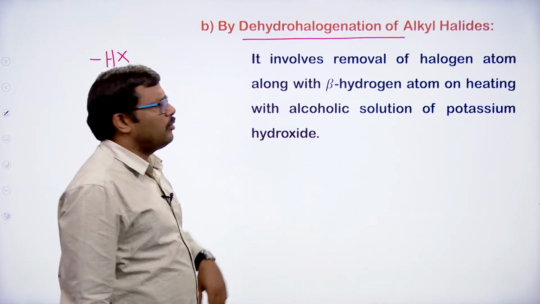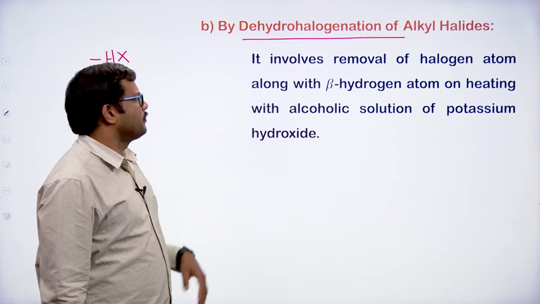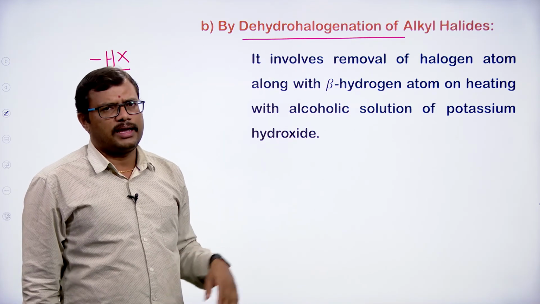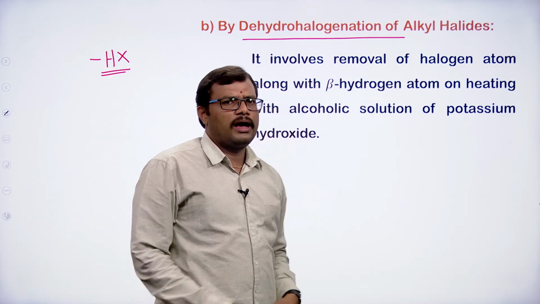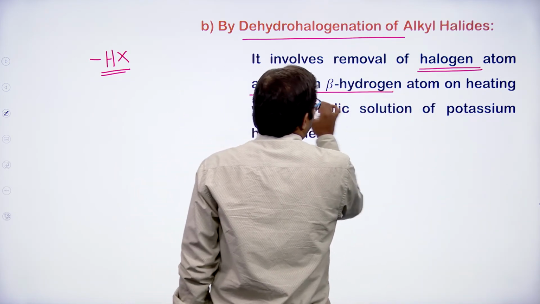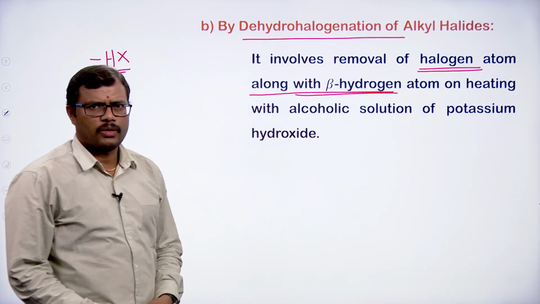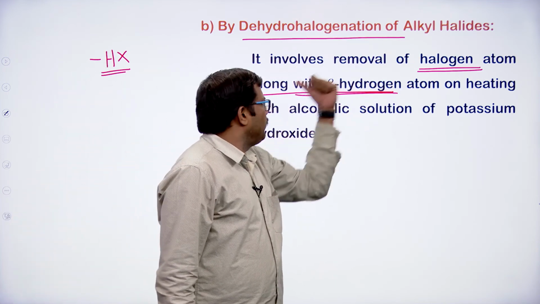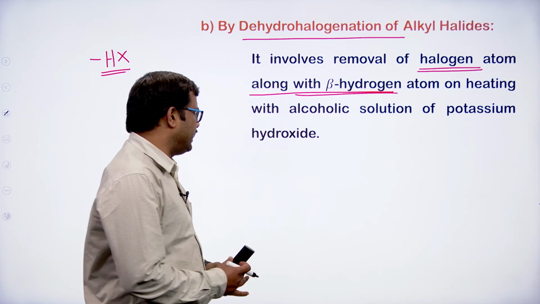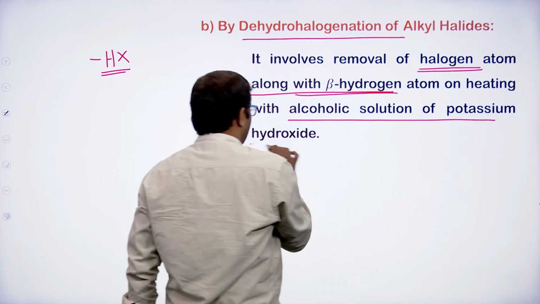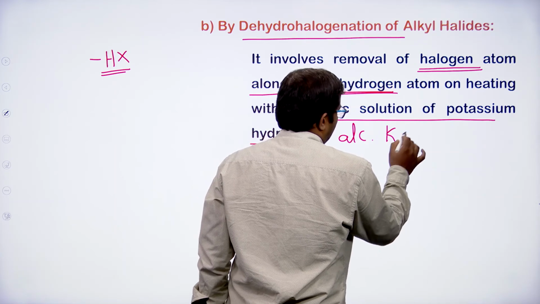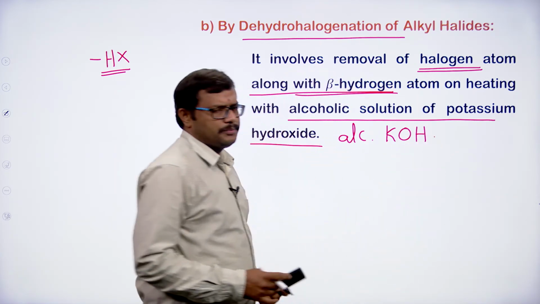This is the second method of preparation of alkenes, right. The dehydrohalogenation of alkyl halides involves removal of a halogen atom along with the beta hydrogen atom, on heating with alcoholic solution of potassium hydroxide. So we are going to use alcoholic solution of potassium hydroxide.